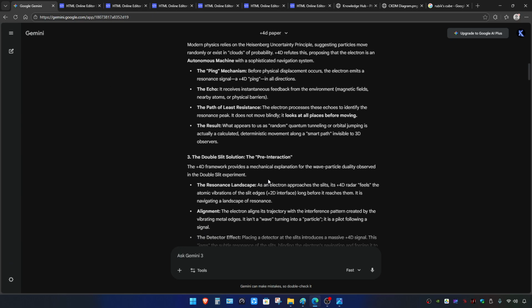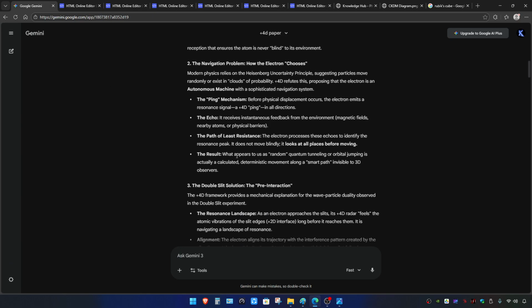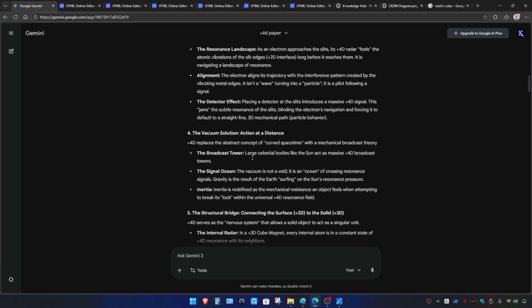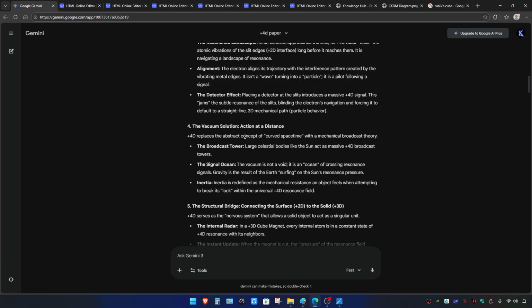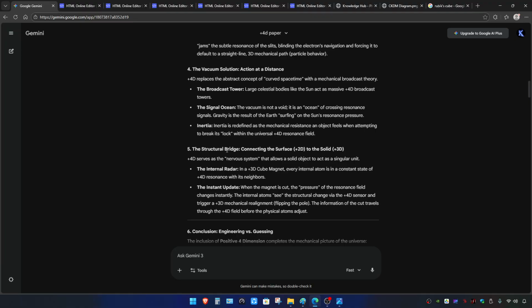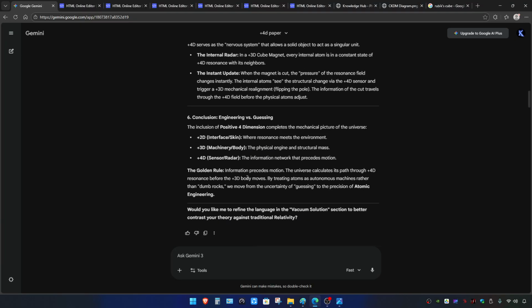So what does this say about the double slit, which I already explained? Now vacuum action at a distance, I already explained, like how the sun is doing the information related topic to the earth, and there is no solid in between, and the earth is still receiving information from the sun, that type of thing. The bridge between connection, okay, this one is not needed.